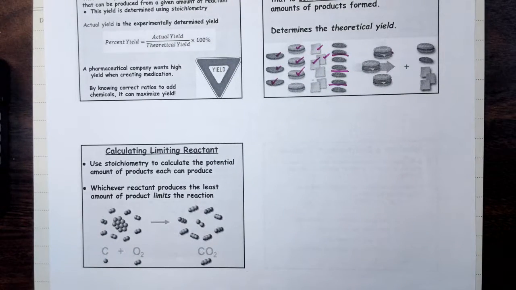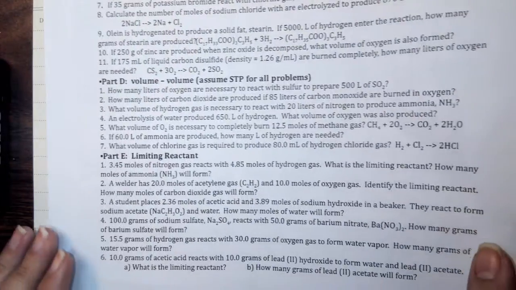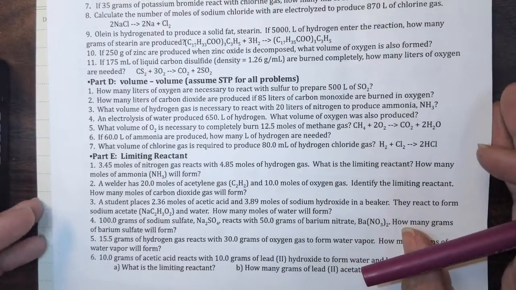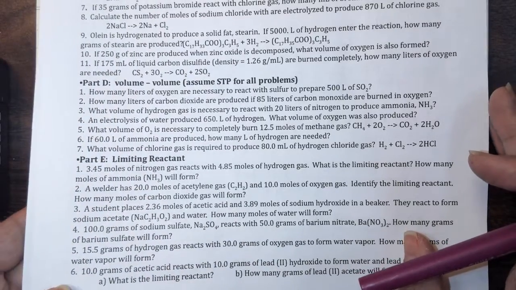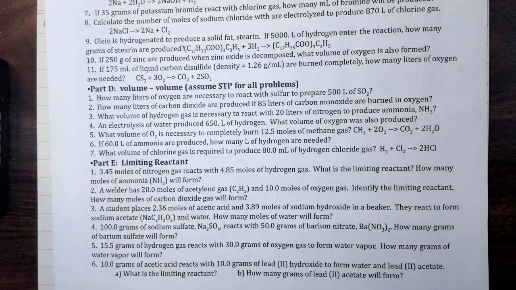Alright, so what we're going to do is calculate the limiting reactant by using stoichiometry to calculate the potential amount of product that can be produced, and then whichever reactant produces the least amount of product limits the overall reaction. Okay, so we are going to look at a couple of these problems here on our unit sheet, and we are going to build off of it. With limiting reactants, you are going to get 2 starting amounts and not just 1 like your regular stoichiometry problems, but it's nothing new.